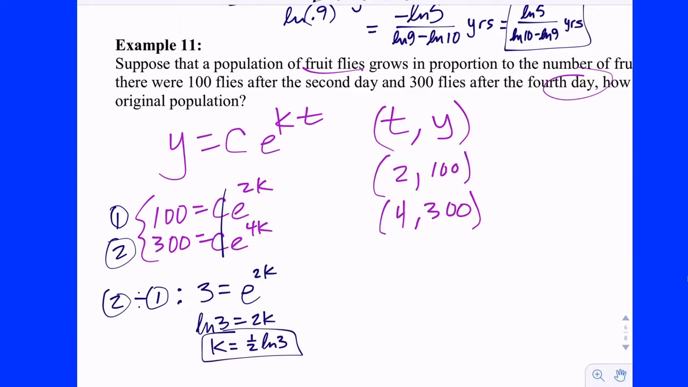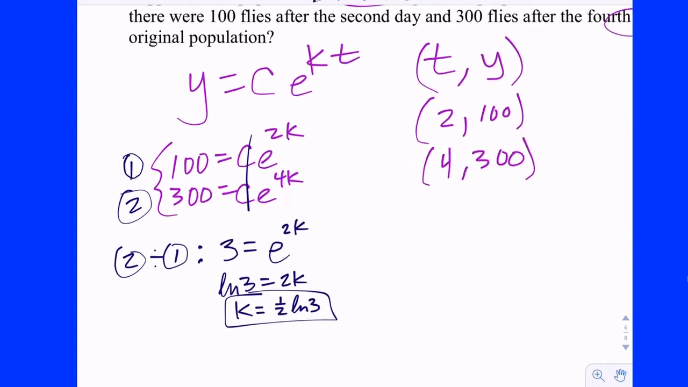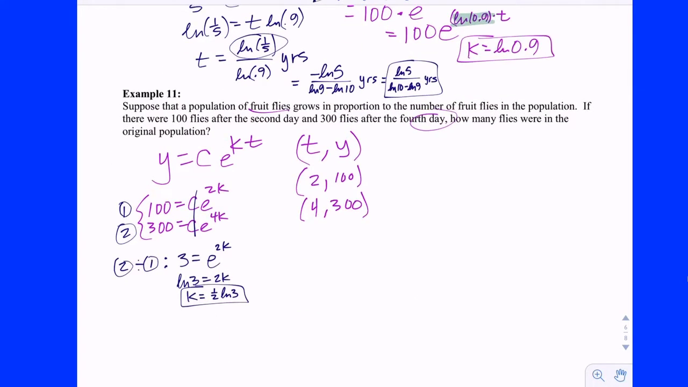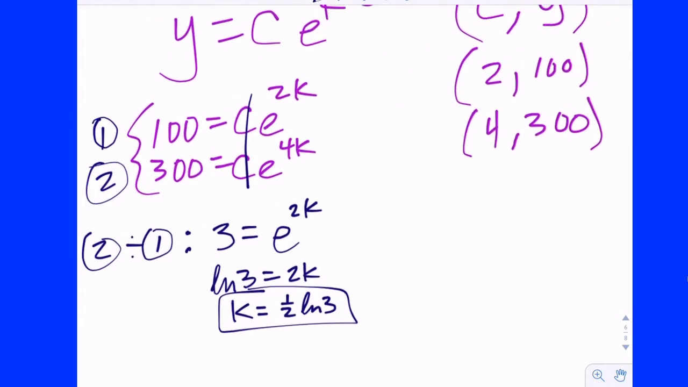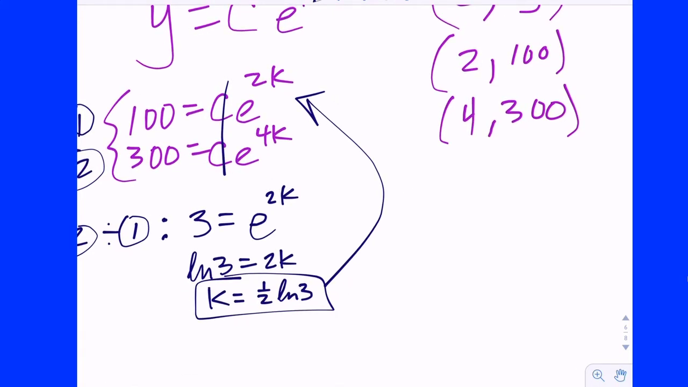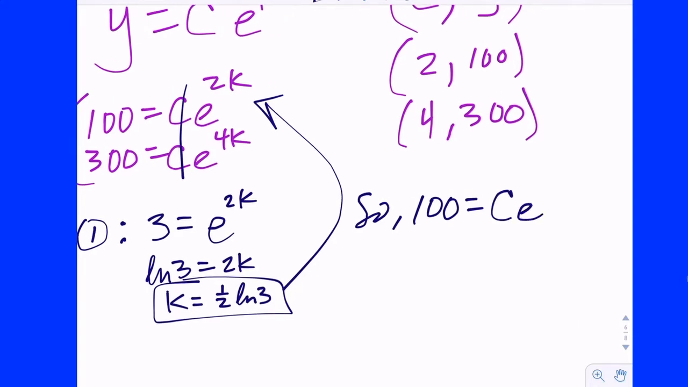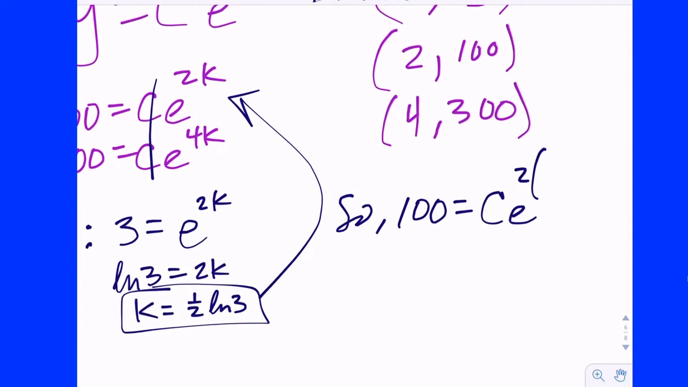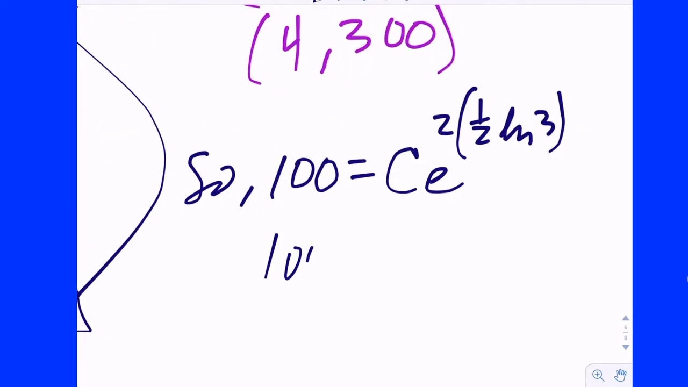Yeah, very good. All right, so now that we have k, we can find C, because that's our ultimate goal. C is the initial population. So now you can plug that back into either one of those. I like the first one. So 100 equals C e to the 2 times k, which is 1/2 natural log of 3. And now we just simplify.